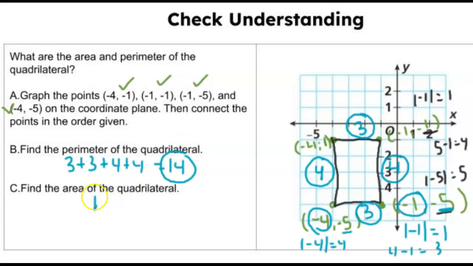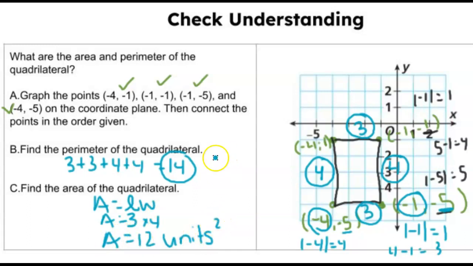Now to find the area. Area equals length times width on a rectangle. So I'm going to take area equals 3 times 4. So the area equals 12 units squared. And I realize I didn't label this one right here with units. Make sure you're labeling and don't be like me like I just did.